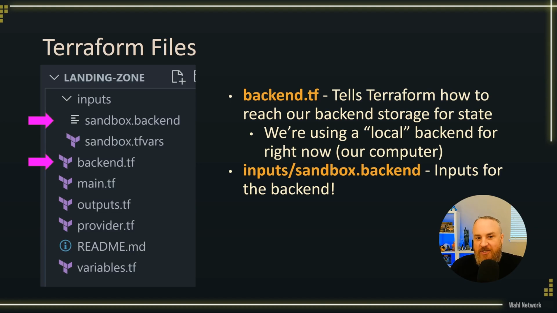Now keep in mind, when we start working with this plan, our state file is going to be local, actually in the folder on our computer, locally held on the hard drive. Later, we're going to move that to remote state, where it's being stored in that S3 bucket. Corresponding to backend is an inputs folder with a sandbox.backend file that has all the answers to what the backend needs. So the inputs to the backend file are stored in our inputs folder.